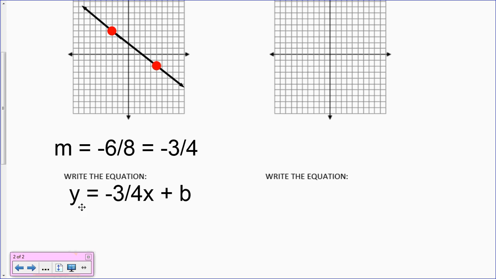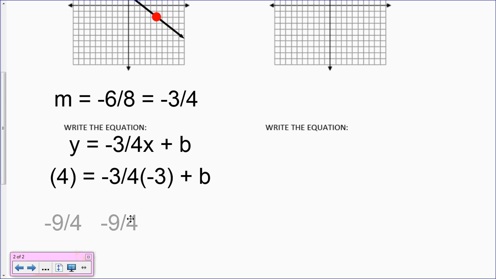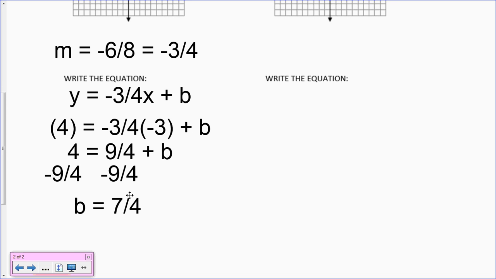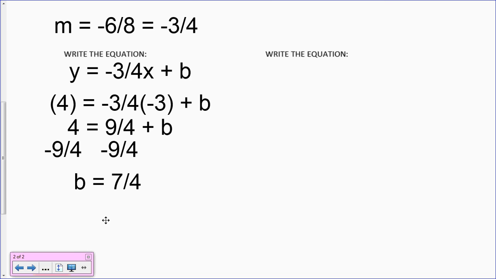I'm going to use the point to plug in for the x and y, so I can get b by itself. Okay? I'm going to go ahead and reduce it. Oops, sorry. I get 4 equals 9 over 4 plus b. Subtract 9/4 from both sides. I end up getting b equals 7/4. So my equation doesn't look pretty, but it works: y equals negative 3/4 x plus 7/4.